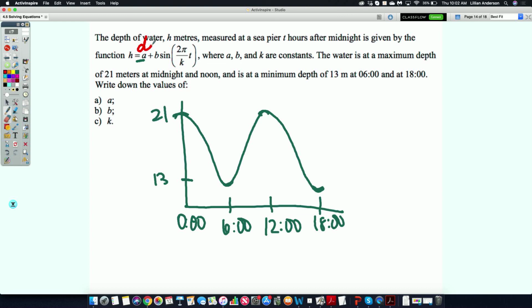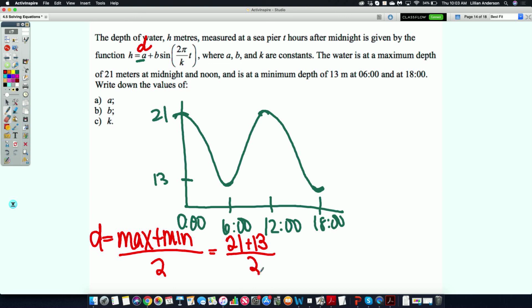And the formula to find D is max plus min divided by 2. That is your maximum water depth, your minimum water depth. What's your max? 21. What's your min? 13. So you add them and divide it by 2. What's 34 divided by 2? 17. So that means this graph was shifted up 17. That means that halfway point on your graph is at 17.